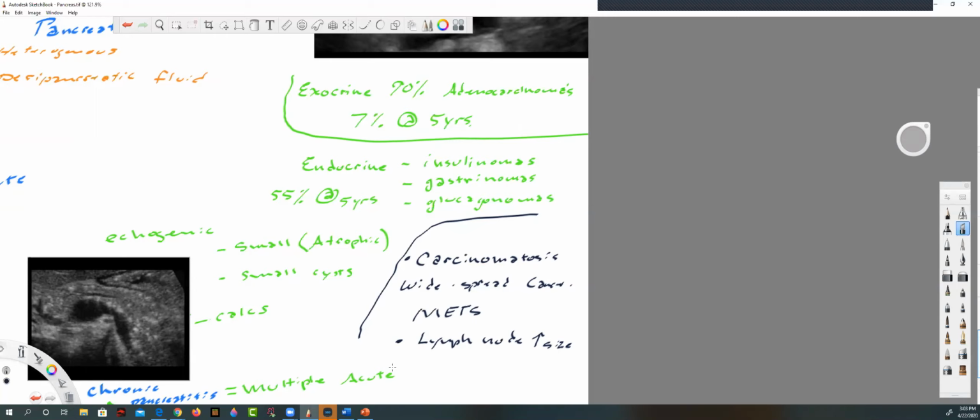The other possibility for cysts is polycystic kidney disease. So people with polycystic kidneys, I think we saw those the other day.